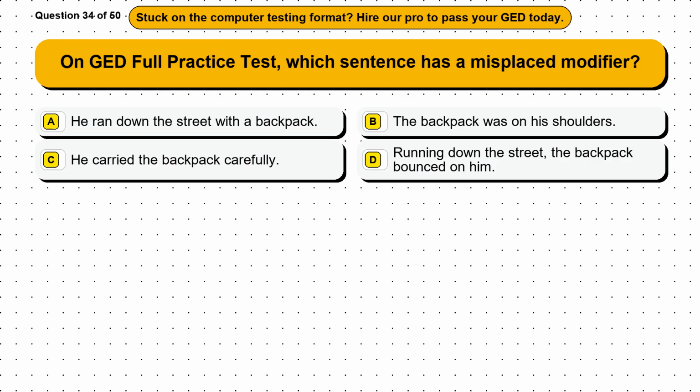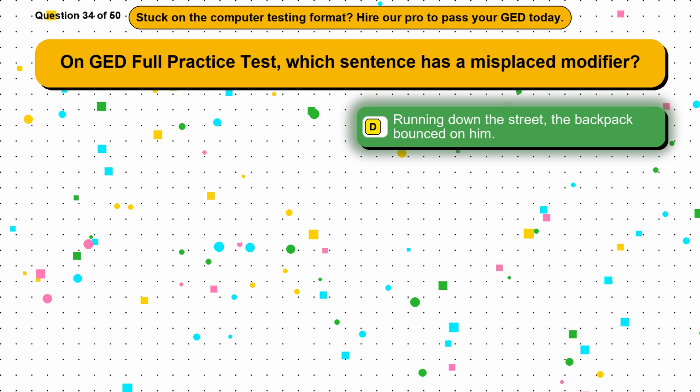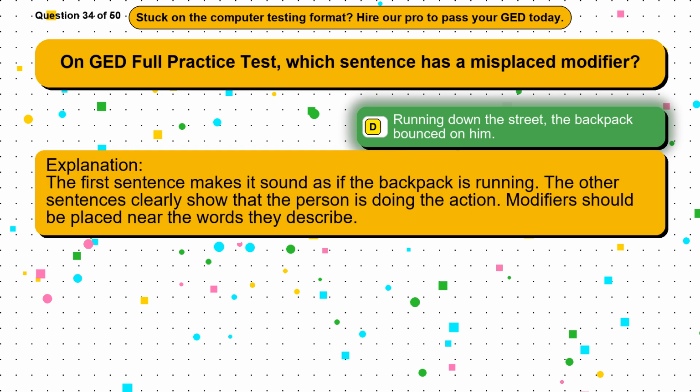Question 34. On GED Full Practice Test, which sentence has a misplaced modifier? Option A, he ran down the street with a backpack. Option B, the backpack was on his shoulders. Option C, he carried the backpack carefully. Option D, running down the street, the backpack bounced on him. The correct answer is option D. Running down the street, the backpack bounced on him. The first sentence makes it sound as if the backpack is running. The other sentences clearly show that the person is doing the action. Modifiers should be placed near the words they describe.